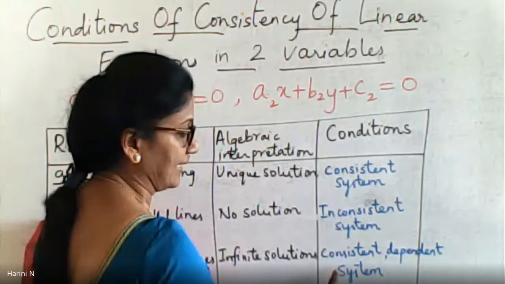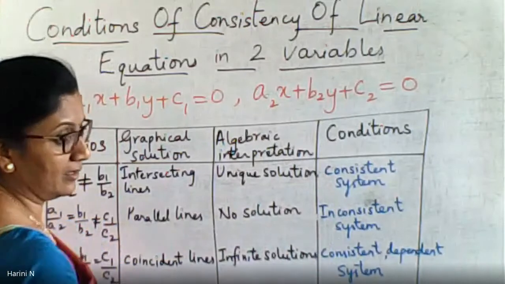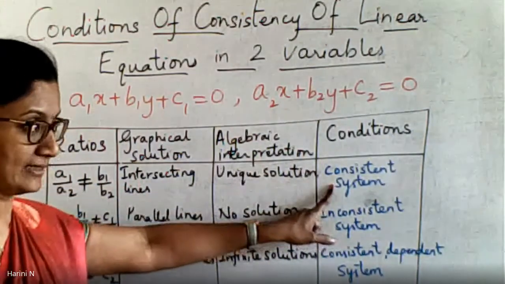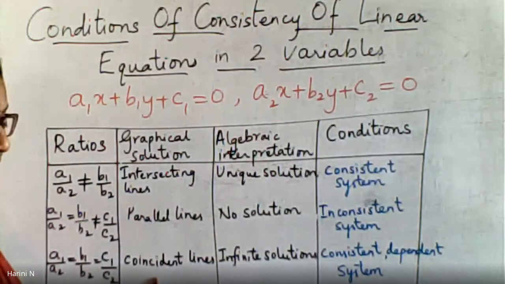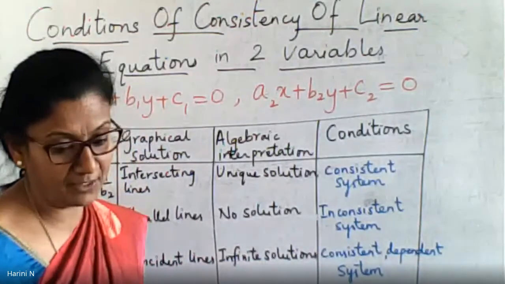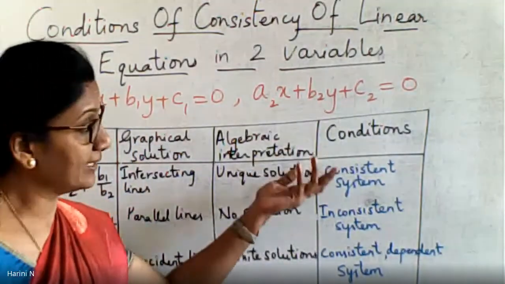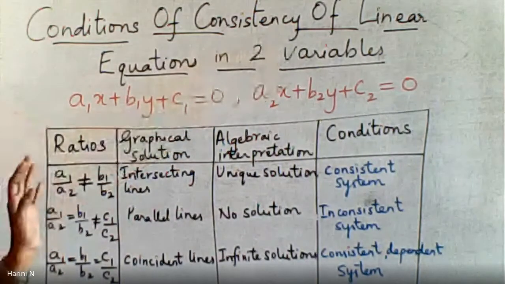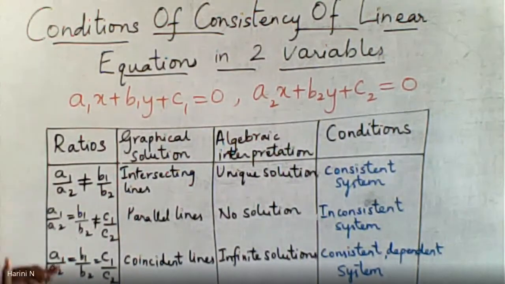Can you understand the difference between the first one and the third one? When the intersecting lines are available, the system is called consistent. If they are coincident lines, they are called consistent dependent or dependent consistent. Alright? So these are the three conditions of consistency for a linear equation. You must always remember the three conditions.